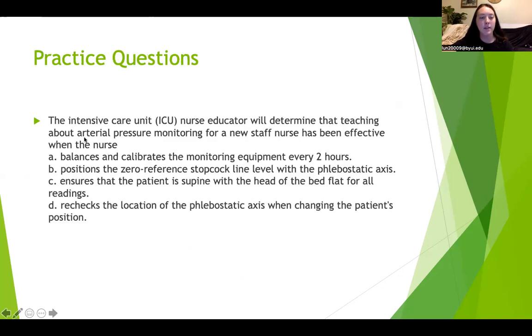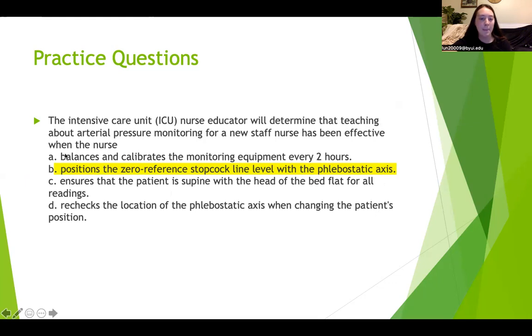Okay, so we'll just jump into questions. Go ahead and read that, pause, and we'll go to the answer. Okay, so the ICU nurse educator will determine that teaching is effective when, and the answer is B, positions a zero reference stopcock line level with the phlebostatic axis. So zero reference stopcock line, transducer, same thing essentially, and you want it in line with the phlebostatic axis.